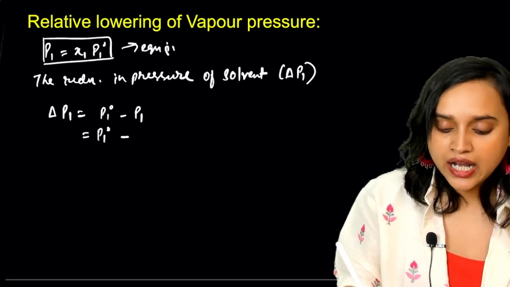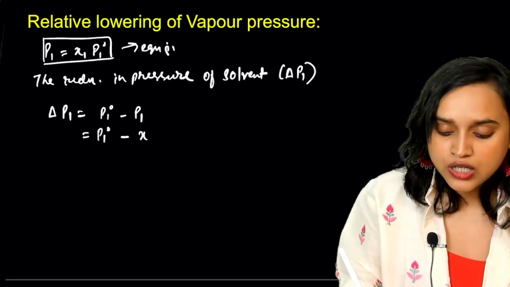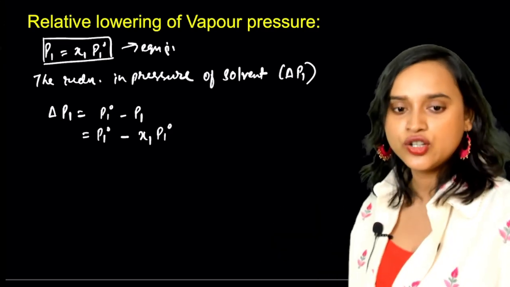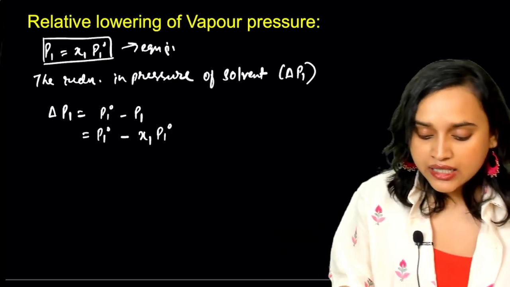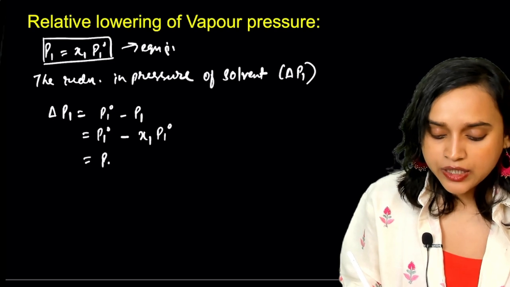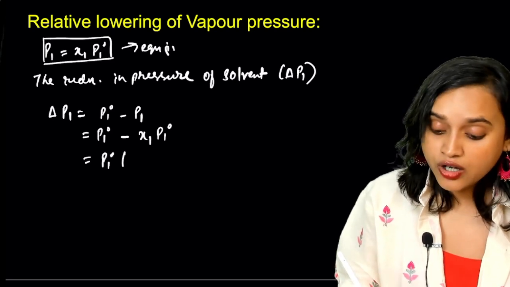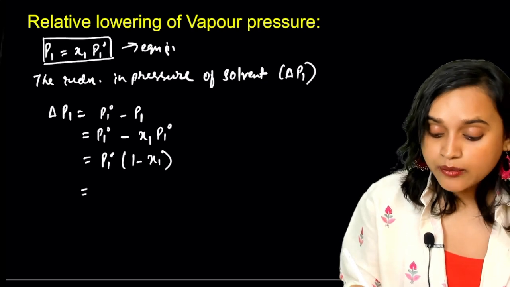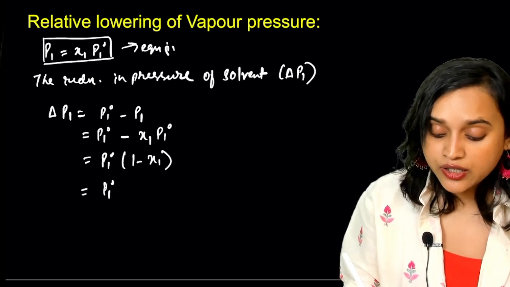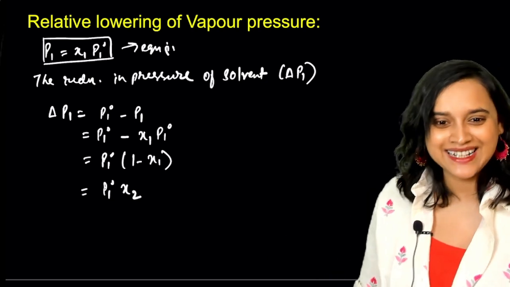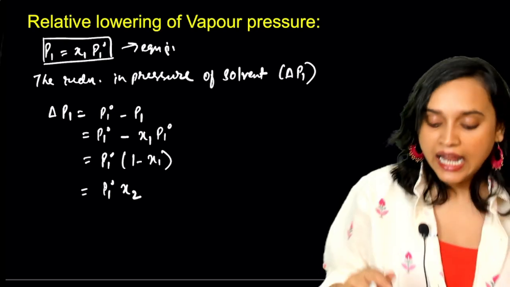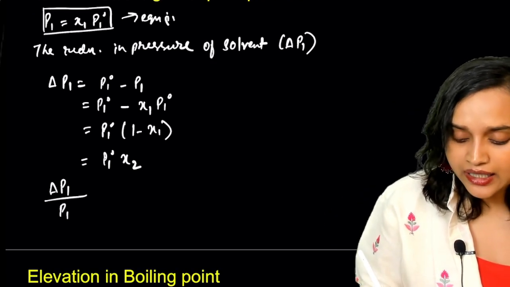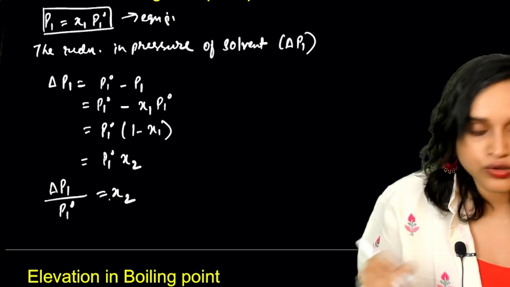From equation 1 I know that P1 is equal to Chi1 multiplied with P1 naught. Do you all agree to this? Yes or no, everybody? Yes. Now I can clearly see that I can take P1 naught as common. If I take P1 naught as common, it will become 1 minus Chi1, and you know that 1 minus Chi1 is equal to Chi2. Can I write it like this? Absolutely. And now I can also write it as delta P1 divided by P1 naught is equal to Chi2.